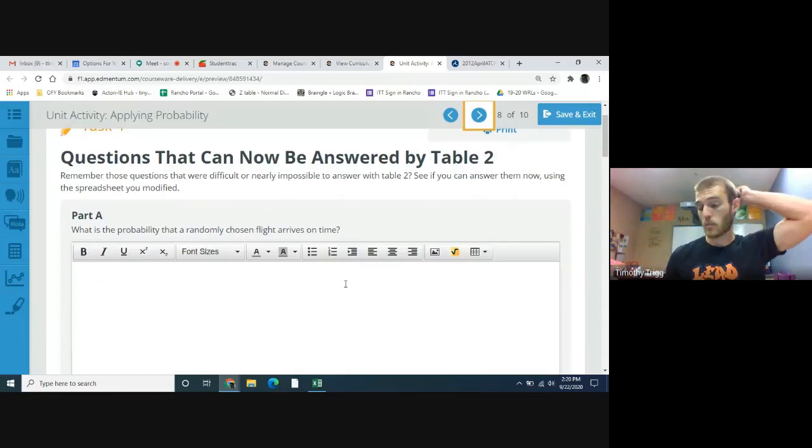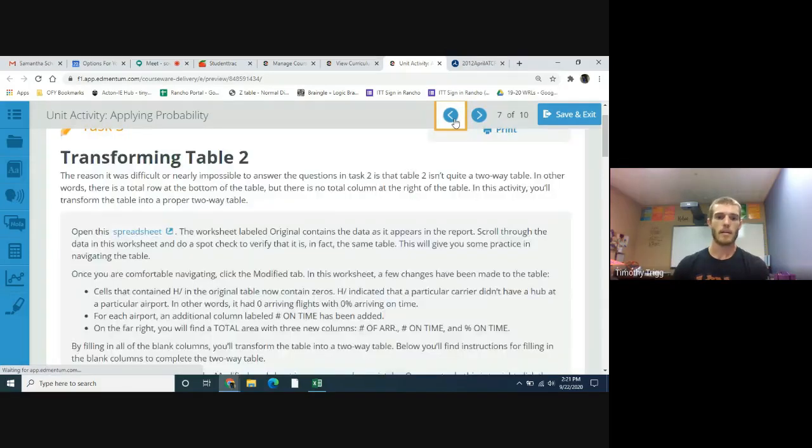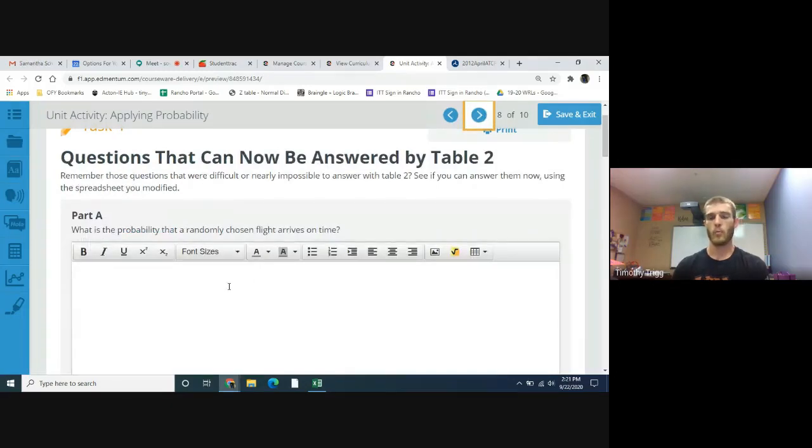So now we can answer some questions that we were not able to answer before. In part A, it says, what is the probability that a randomly chosen flight arrives on time? So we kind of talked about this in one of the earlier problems. What information would we need in order to solve this? But now we actually have all the information we need. We have it in that Excel spreadsheet.